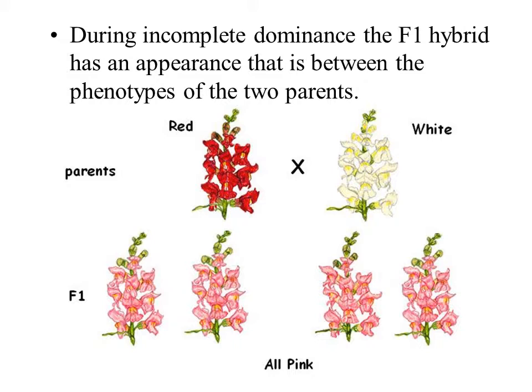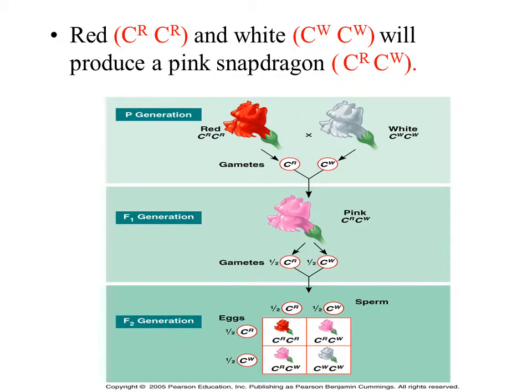In this cross we're looking at, we have a purebred red flower crossed with a purebred white flower. All of the offspring do not look like either parent. They're pink. You will have homework questions.